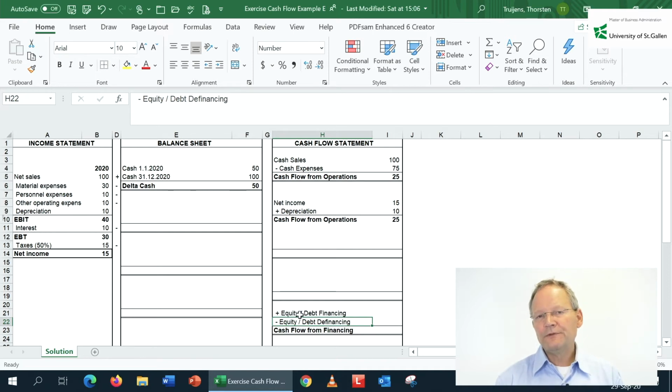The final point would be share buybacks, very common in the United States. You buy back your own shares. What is that? That's a form of definancing as well. You give money back to your shareholders. And the consequence is less cash in the company's balance sheet and less equity on the right side in there.